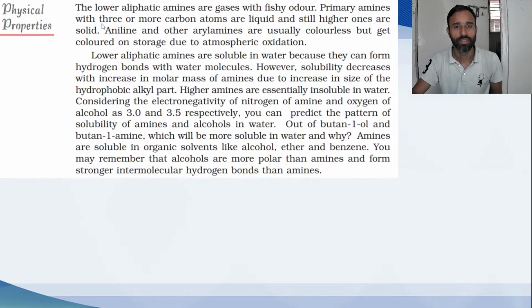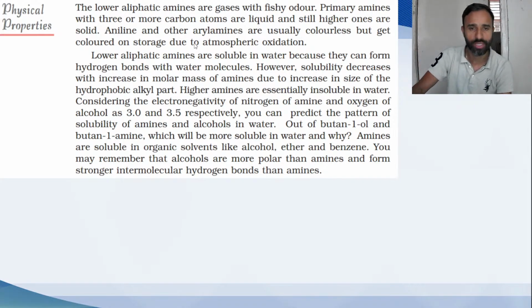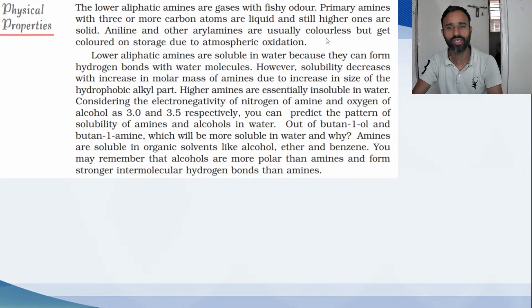Physical properties. Lower aliphatic amines are gases. Primary amines with 3 or more carbon atoms are liquid, and still higher ones are solid. Obviously, when the number of carbon atoms increases, van der Waals attraction increases, and therefore first the lower members are gases, then liquids, and then ultimately solids. Aniline and other aryl amines are usually colorless but get colored on storage due to atmospheric oxidation.